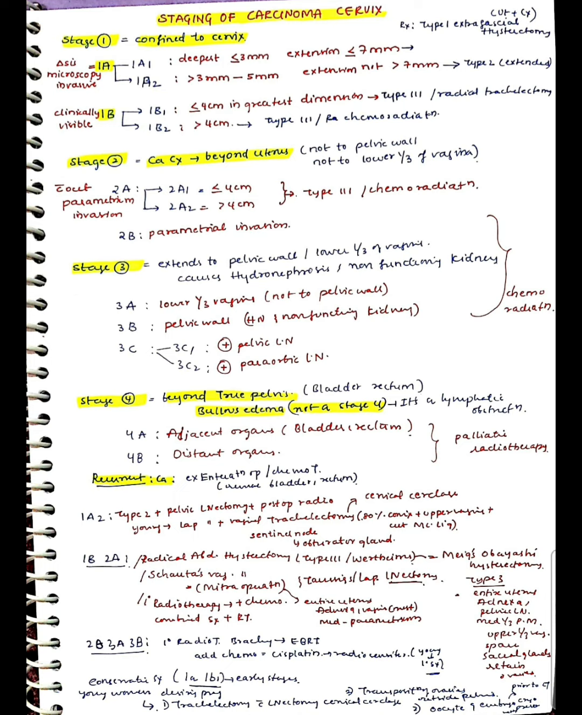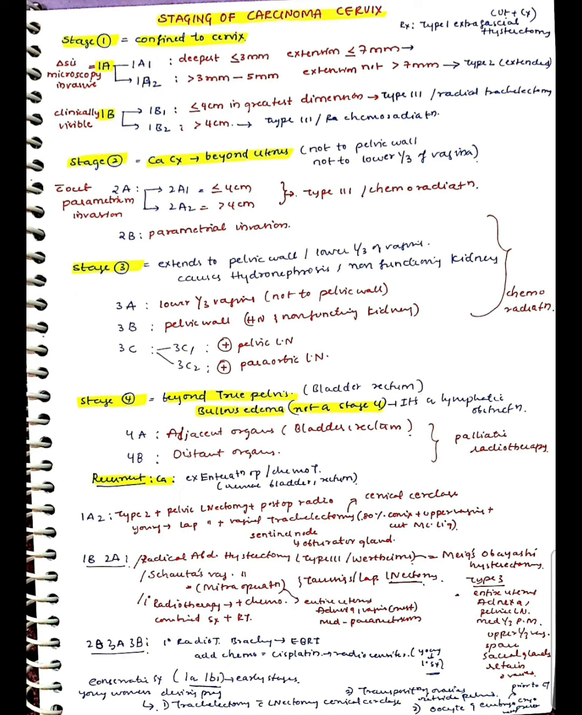1A1 will do type 1 extrafascial hysterectomy, 1A2 will go with the type 2 extended hysterectomy. And then coming to the stage 1B. Stage 1B, in 1B1, that is less than 4 centimeters, will go with the type 3 radical hysterectomy. Or in a young female, we can go with the radical trachelectomy procedure.